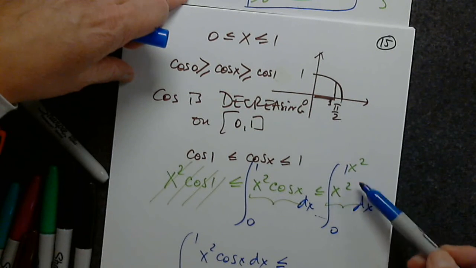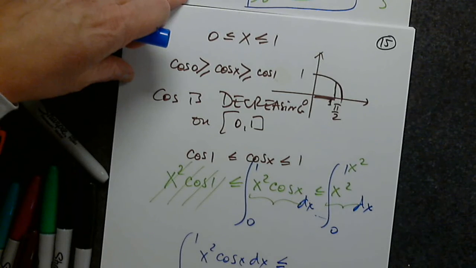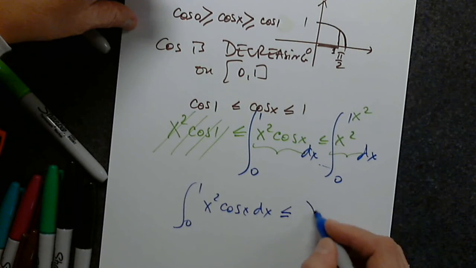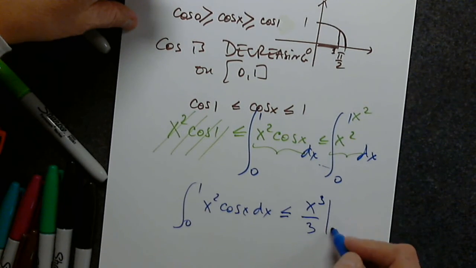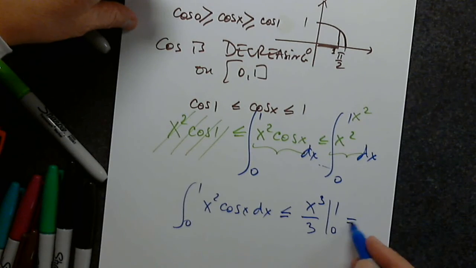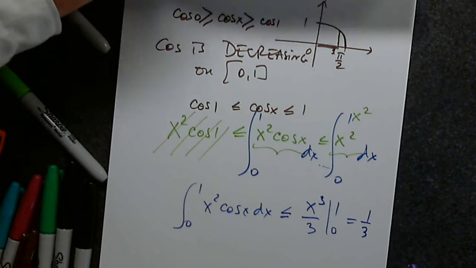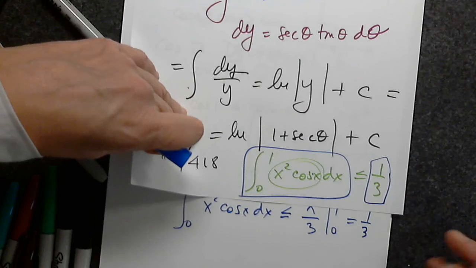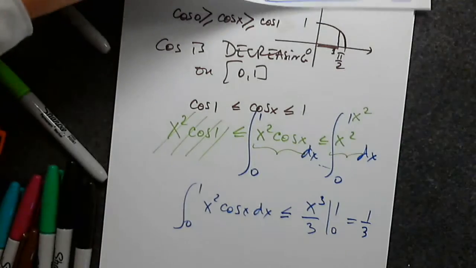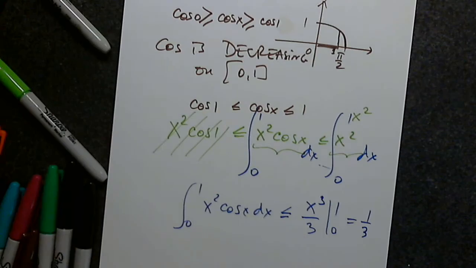Can anyone tell us the antiderivative of x squared? And from 0 to 1, when I plug in 1, I get exactly what I was supposed to get. So without calculating the integral of x squared cosine x dx between 0 and 1, we are able to guarantee that whatever the number is must be less than 1/3.